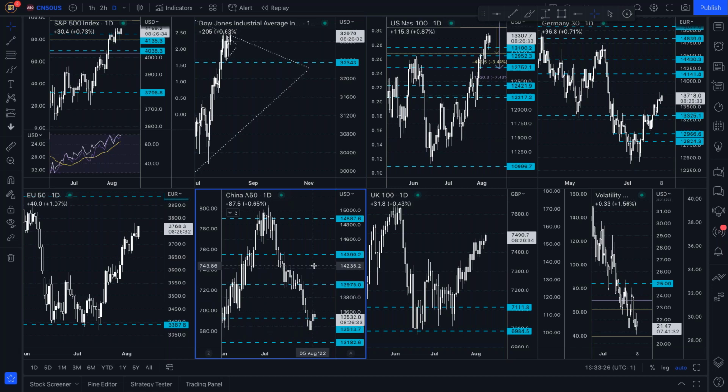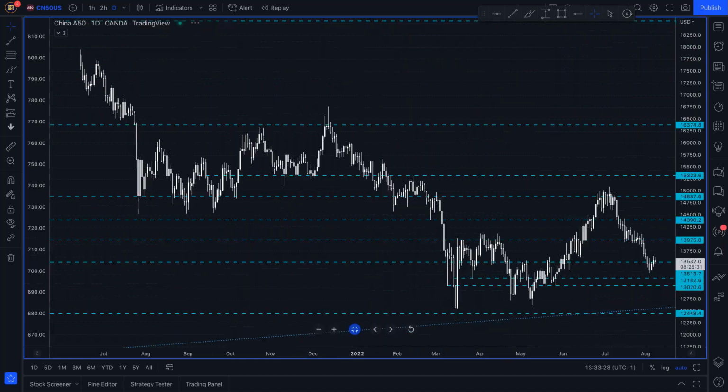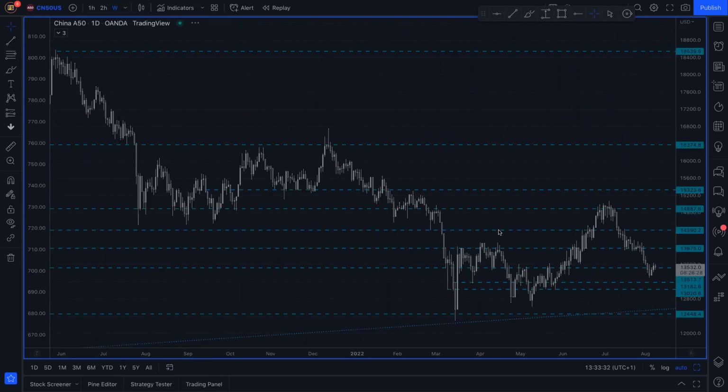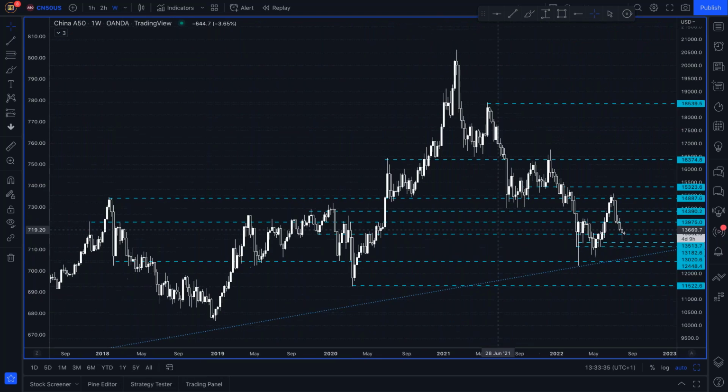What's going on with the China 50 is, from a medium-term bias, we do have an upside bias. The central bank in China is cutting interest rates, and China is continually releasing fiscal stimulus to support the economy. But we have seen a global slowdown in the economy. We've also seen a rise in COVID cases, and some more negative COVID news took place out of China over the weekend. And we are seeing a pullback down to this 13,500 region.